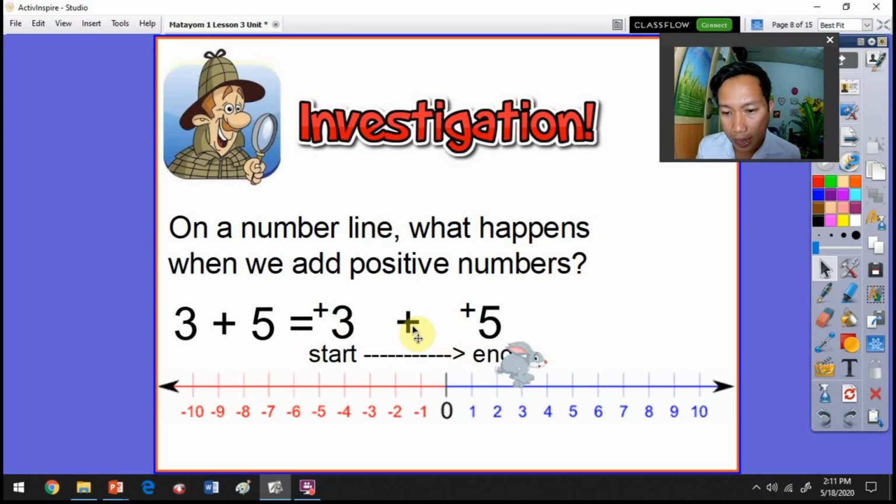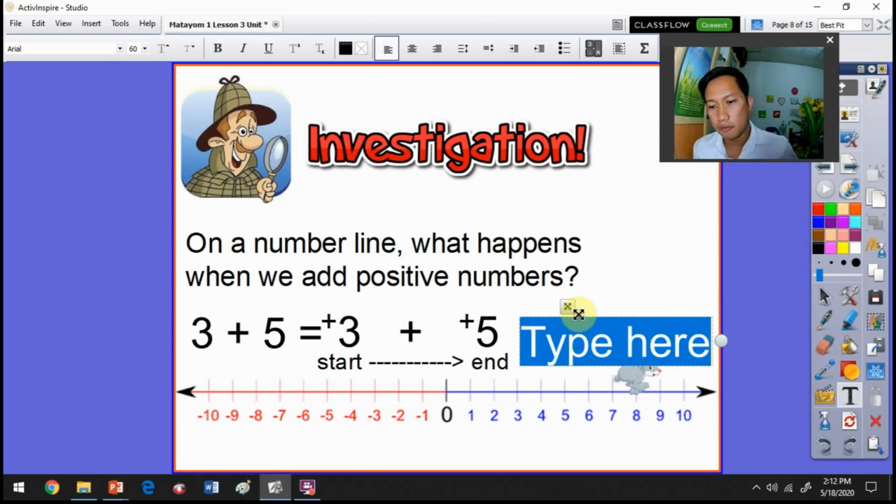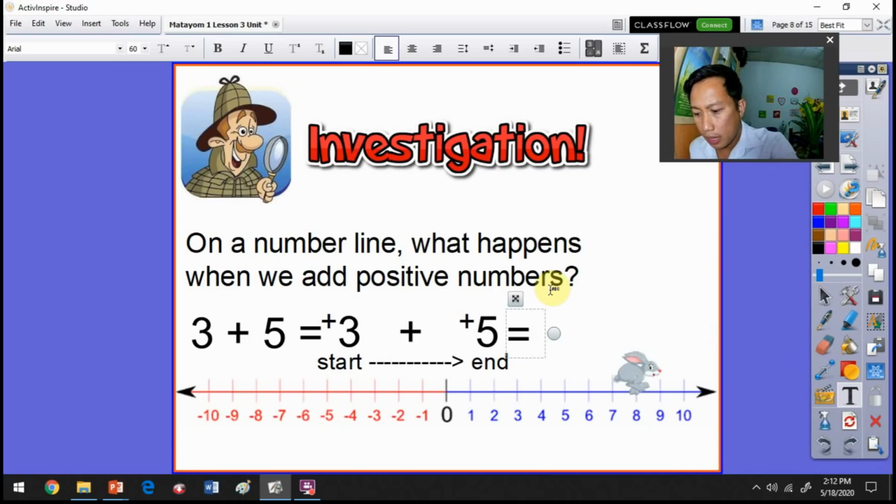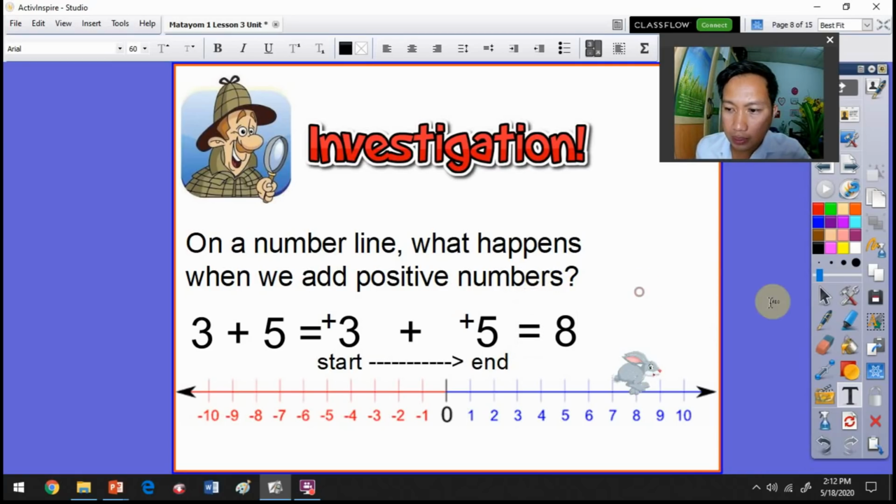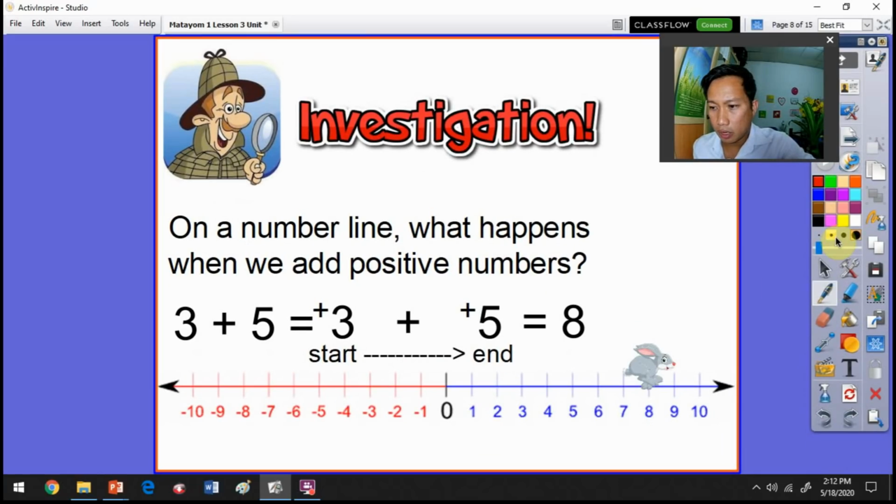And then we add positive 5. We move 5 times from 3. 1, 2, 3, 4, and 5. And we will end up at 8. So we learned already that 3 plus 5 is equal to 8. But as you see, the bunny moves in the same direction since we have 2 numbers that are positive. We have a positive 3 and a positive 5. So both of them are in one direction.